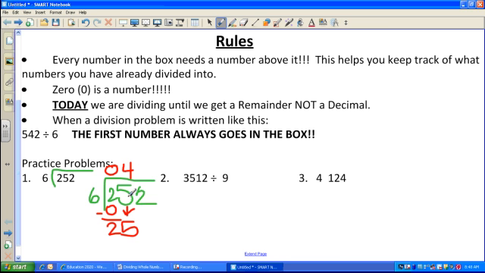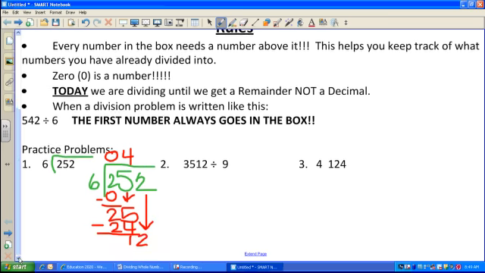So I know I can make 4 groups of 6 out of 25. And I'm putting that 4 above the 5 because that's really what I'm dividing into. So that is 24. I'm going to subtract that. That means I still have 1 left over as my remainder, but I still have one more number I need to divide into. So in this case, I'm dropping it down to what I had left. Okay, I'll bring this down. So I have 6 divided into 12. So how many groups of 6 can I pull out of 12? Well, I can pull out 2 groups exactly.